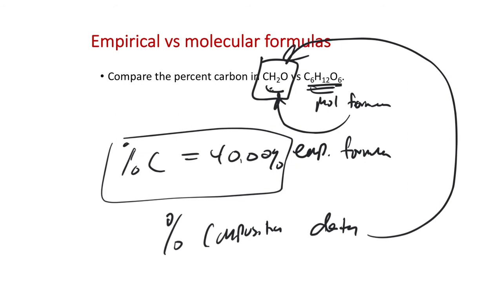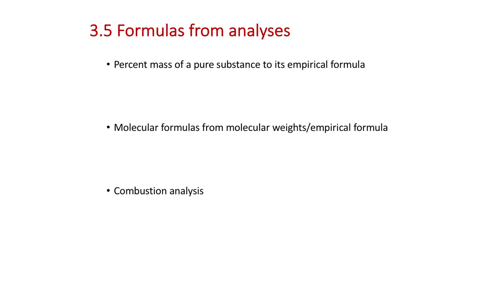This is a thought of how we're going to see problems presented on percent composition data. The percent mass of a pure substance can lead to the empirical formula of a compound. We'll do an example in a minute of how, if we know the percent C, H, O or whatever the elements are in the compound, we can use that data to get to the empirical formula. Then the molecular formula can be obtained from knowing the molecular weight and dividing it by the empirical formula weight. We'll do an example of that in a minute.